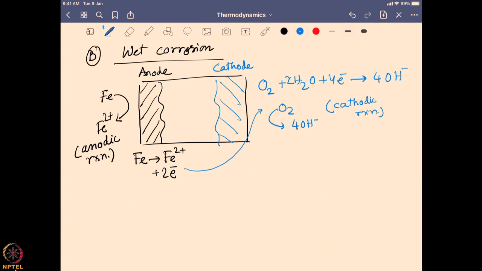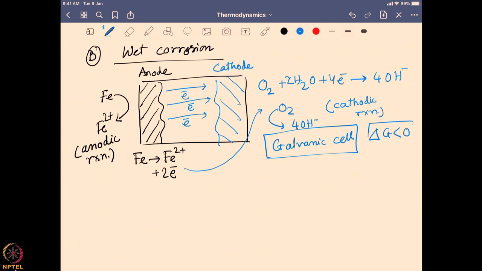So it is nothing but creating an electrochemical cell. And over there, the vessel itself carries the electrons from one side, the anode, to the other side, the cathode. And this reaction happens way too fast because it is creating a galvanic cell, basically. And over there, the delta G is negative, so the thermodynamics support it.